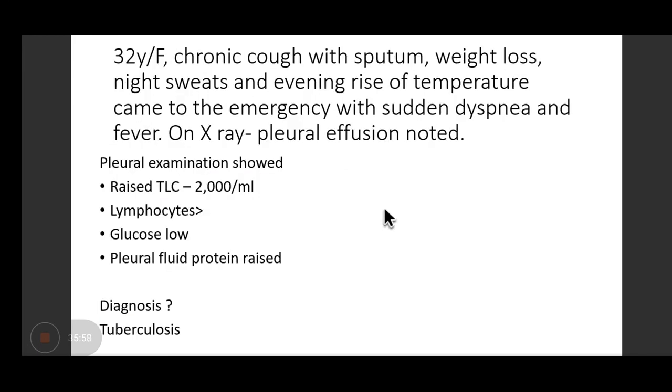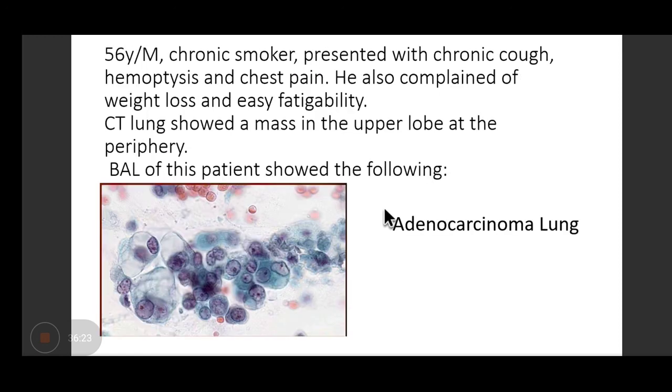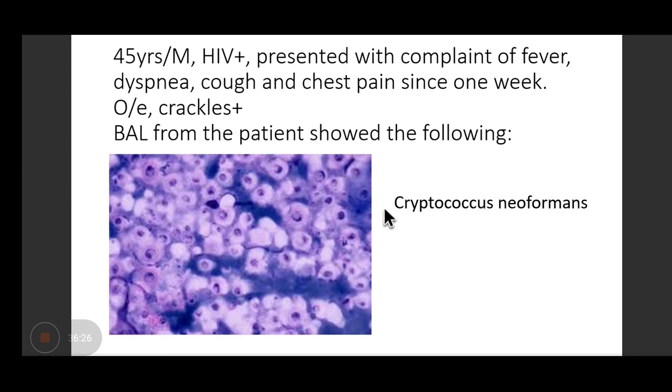Then you should know the typical histories with which a patient of tuberculosis, pulmonary TB, or malignancy will present. For histories of malignancies, you should know the paraneoplastic syndromes which are associated with lung carcinomas so that you can associate your histories towards the diagnosis. Then for infections, like in immunocompromised patients, you should know what all infections can take place in them.